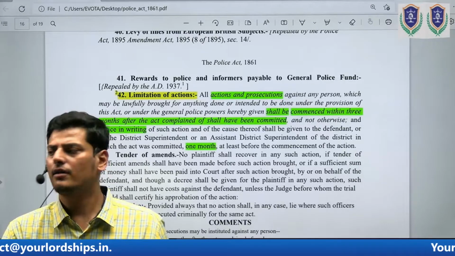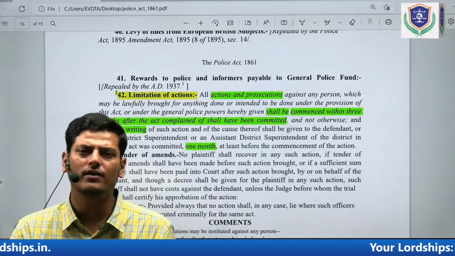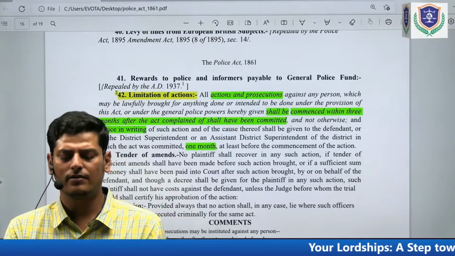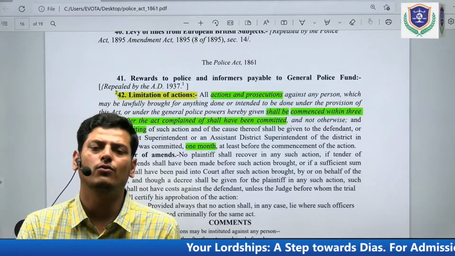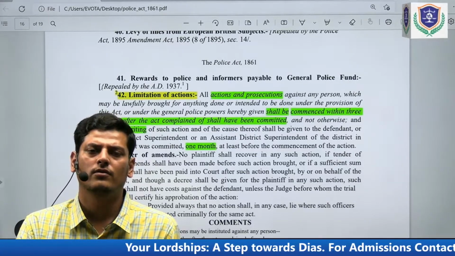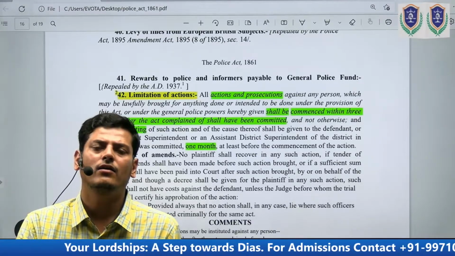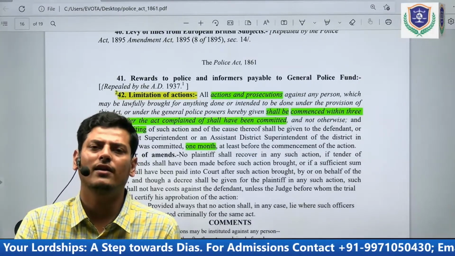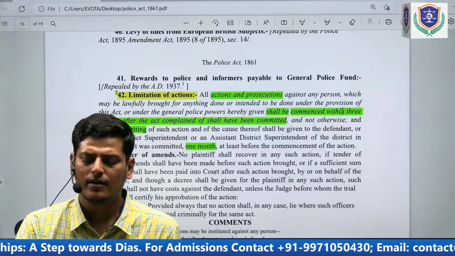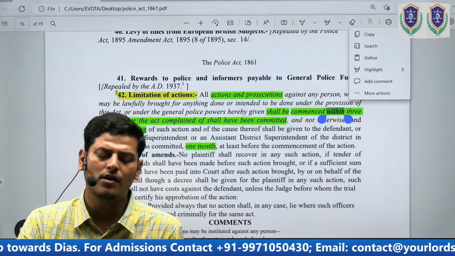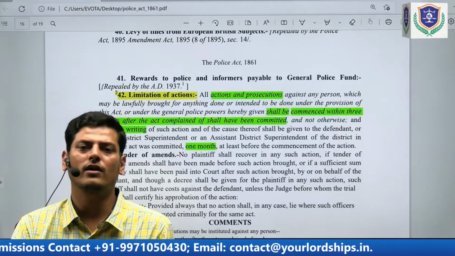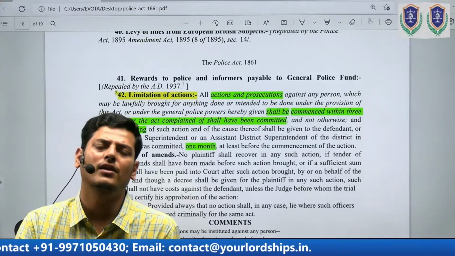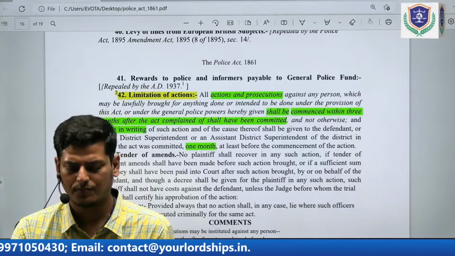All action that has been there, all prosecutions that has been there, the general limit for taking an action, this has been provided under section 42, limitation for action. कोई भी एक्शन लेना है, कोई कंडक्ट हुआ, उसके बाद कोई एक्शन लेना है, तो उसका जो लिमिटेशन पीरियड है, it shall be within 3 months after the act complained of shall have been committed and not otherwise. तो 3 महीने की लिमिटेशन लगी हुई है सेक्शन 42 में.